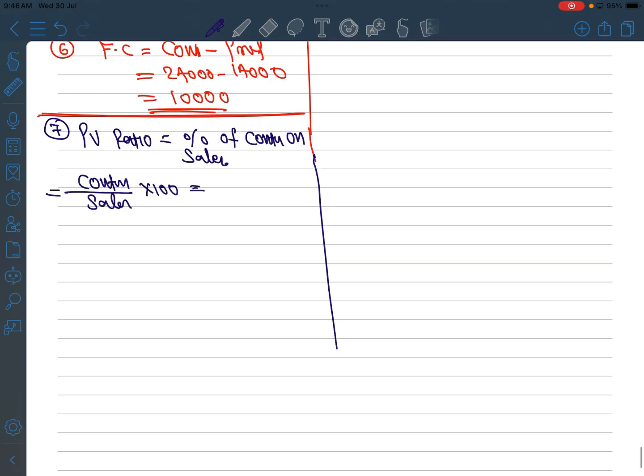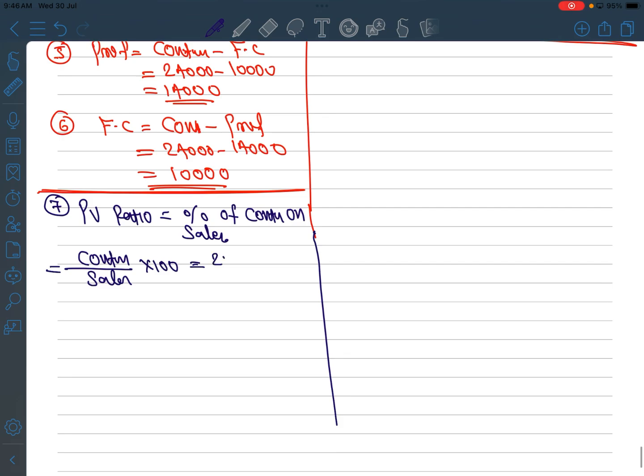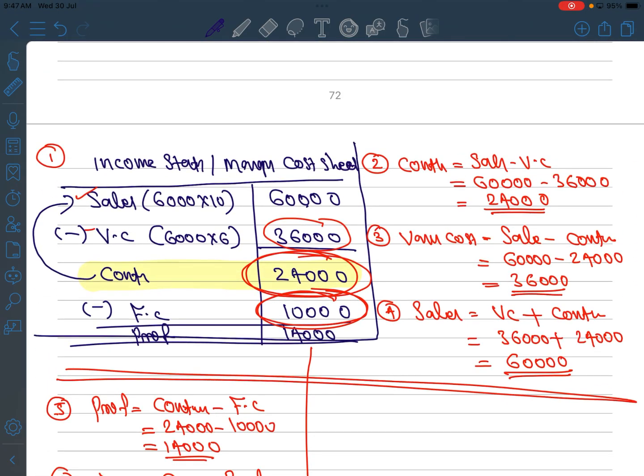Contribution is how much? 24,000 divided by sales, 60,000, into 100. What will be the percentage? 40%. You know one thing, we can just put this percentage in this income statement. Here we can put, listen carefully, 40% is the contribution. Assume sales as 100%. Then what will be the percentage of variable cost? 60. Common sense. Got it?